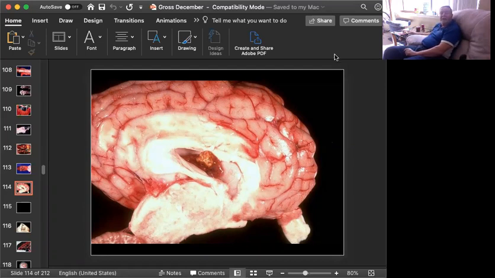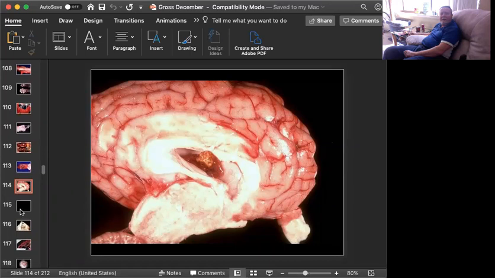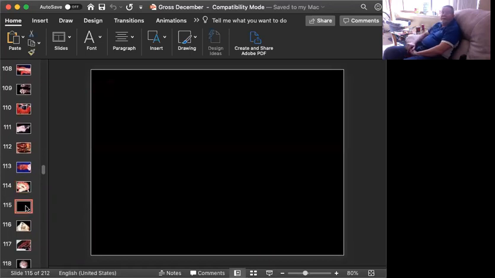So cholesterol granuloma, and look for them in the third ventricle, where you're going to see them even more than in the lateral ventricle. And that brings us to the end of Gross Path Challenge number 63.